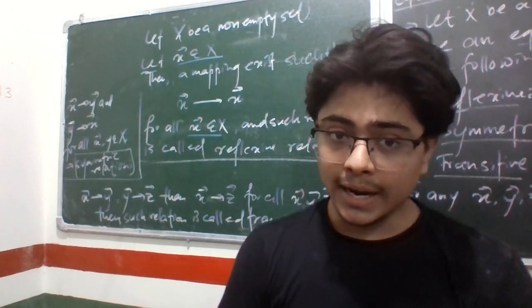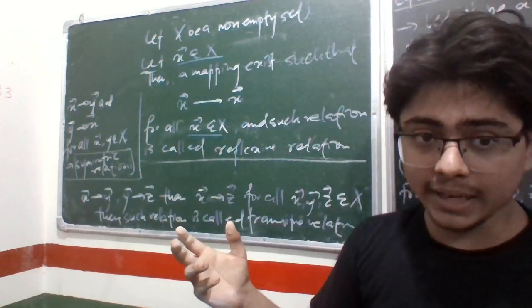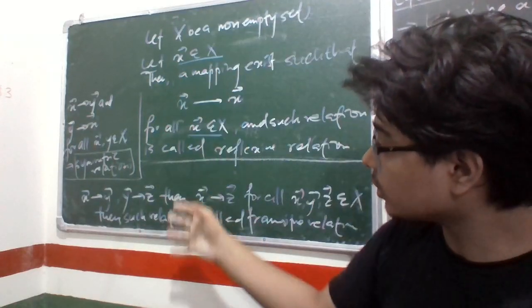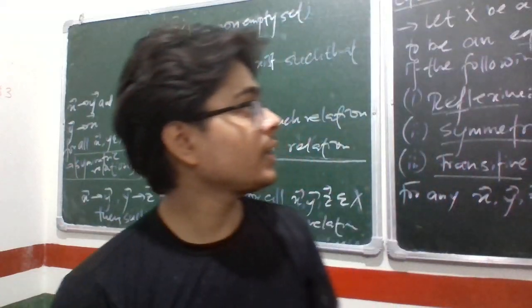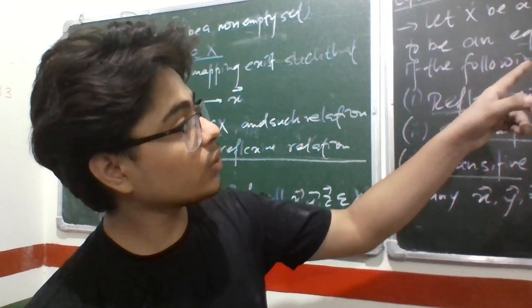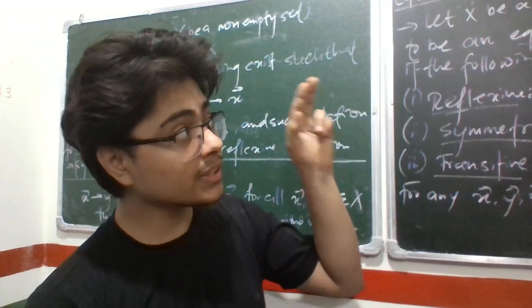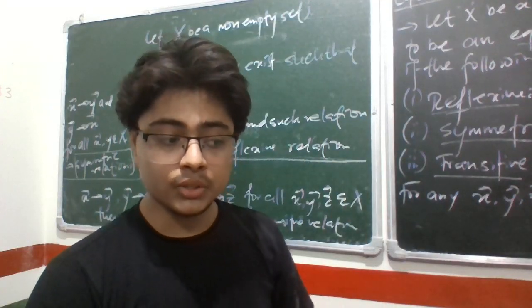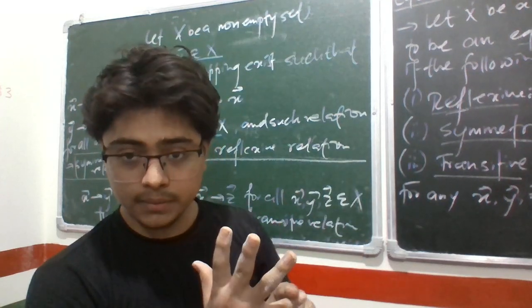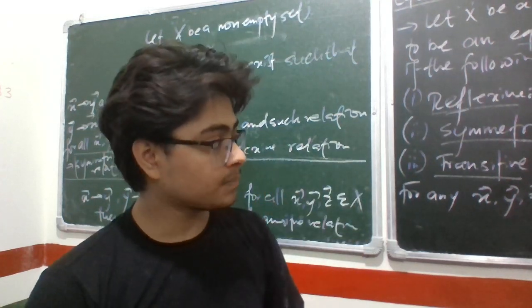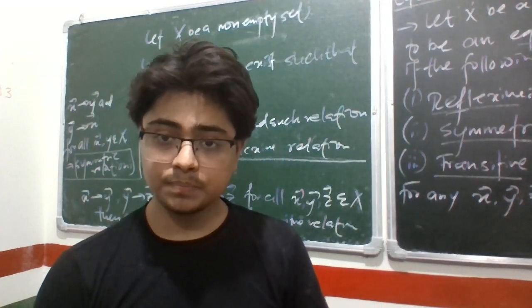If we have a non-empty set X in which all of these three relations exist, then that is said to be an equivalence relation on X. So an equivalence relation on X means the relation must be reflexive, transitive, as well as symmetric. This is the definition of the equivalence relation.